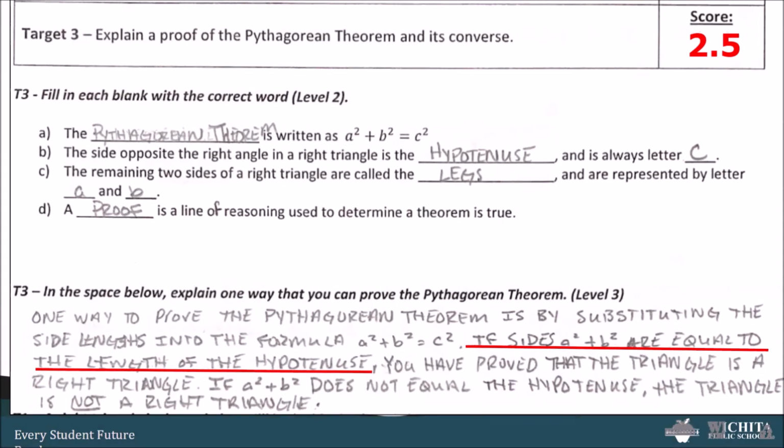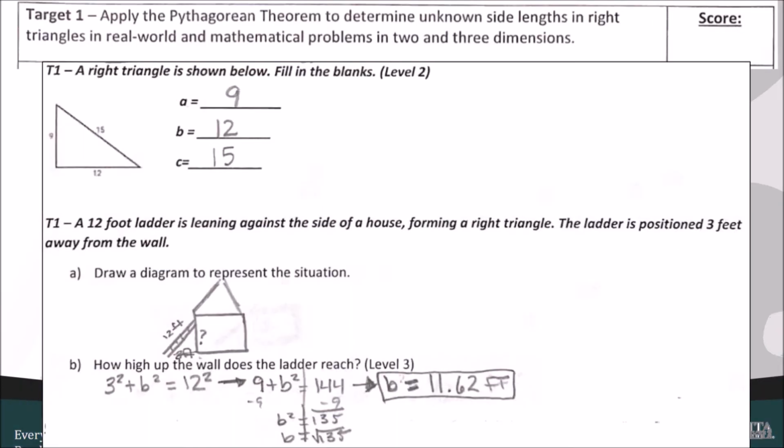Now again, we have at the bottom of our paper a level 4 question, so this 2.5 is a tentative score. We might change it based off of his information on our final question on the assessment. So let's go ahead and look at the next group of questions. As we can tell from the way the questions are labeled, these next couple questions specifically address target 1, which was applying the Pythagorean theorem to determine unknown side lengths.